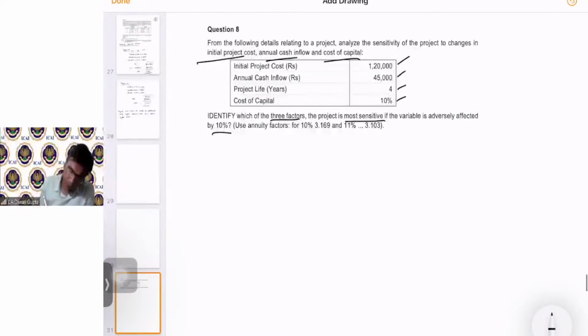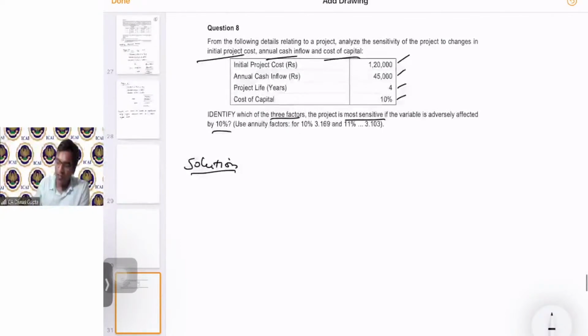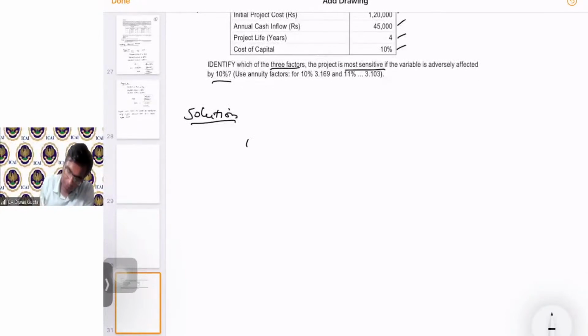So first of all, we need to calculate what is the base case NPV, right? Without changing the variables, currently what is the NPV base? At the rate 10%. Project cost.